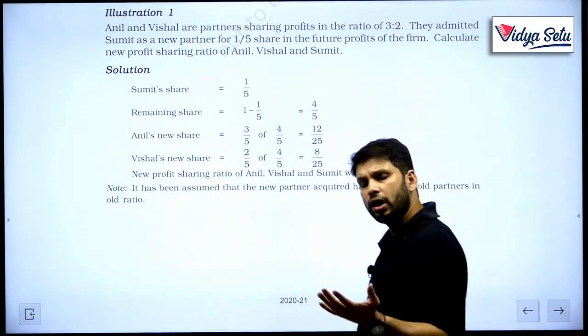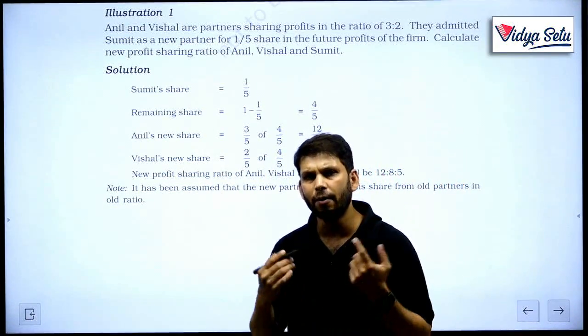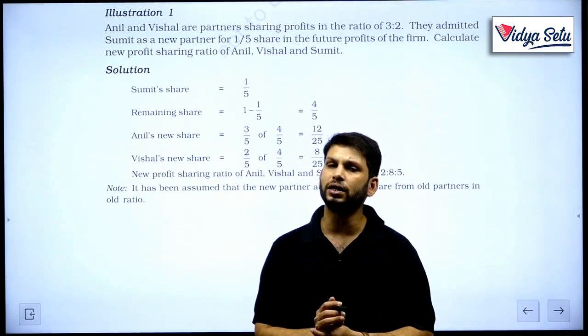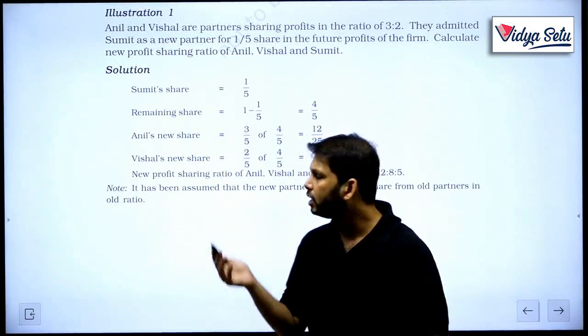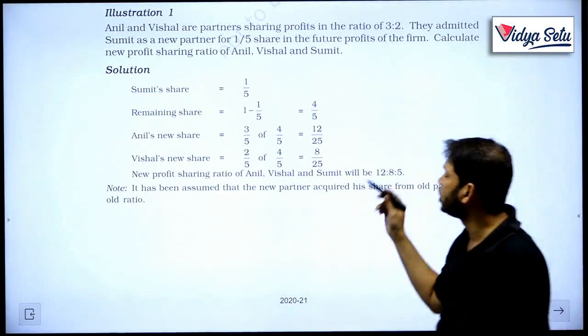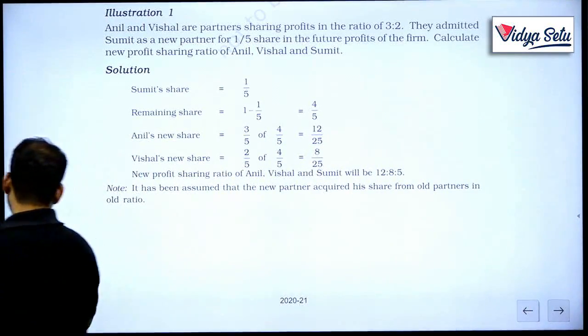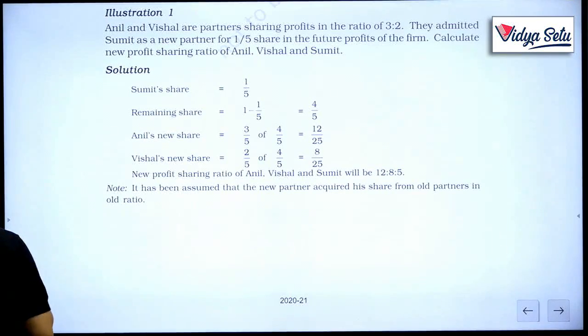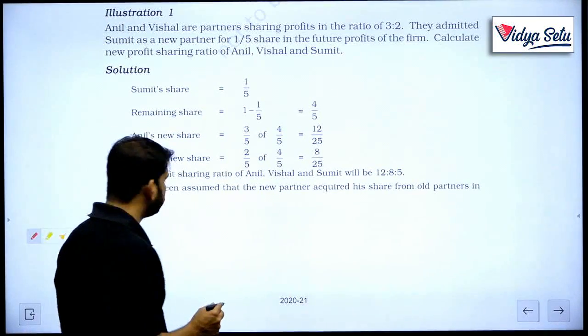Okay, so if 1/5 is taken by Sumit, how much is remaining for the old partners? 4/5. How? Let's find out. Let's read. Calculate the new profit sharing ratio of Anil, Vishal and Sumit. So I'll show you like this. Earlier ratio was 3:2.